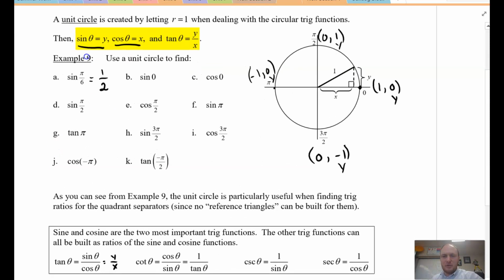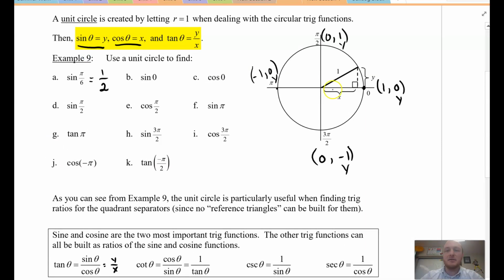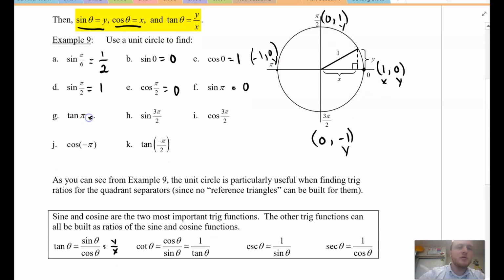All right, the rest are pretty straightforward. What is sine of 0? Well, here's my angle 0, and that's the y value, so my answer is 0. What's cosine of 0? Well, that's the x value here, so that is 1. Okay, what's the y value at pi over 2? 1. What's the cosine value at pi over 2? 0. Sine of pi, hey, that's the y value. I almost tricked myself. 0. What is tangent of pi? Ooh, tangent. Tangent is sine over cosine, so 0 over -1, which is 0.